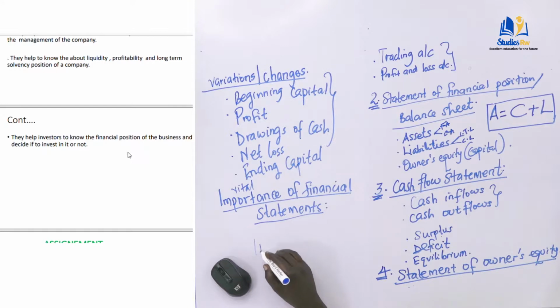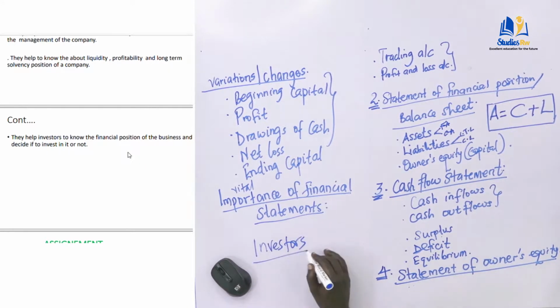Investors are one of the users of these financial statements. Before they invest their money, they want to know how the business is performing. Is the business good? Is it performing very well? Such that they get attracted and put in their capital. If it is making more profits, it is promising. If its financial position is good, they will be attracted to invest more money in the business.